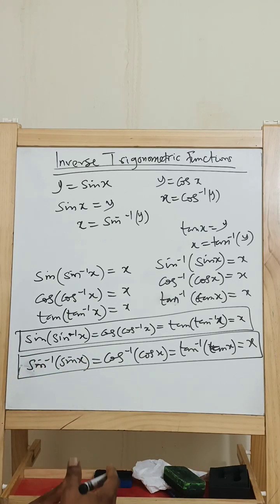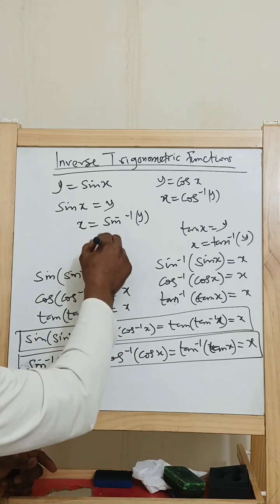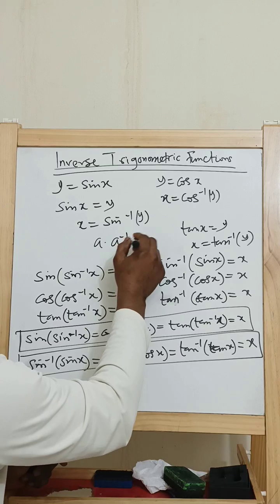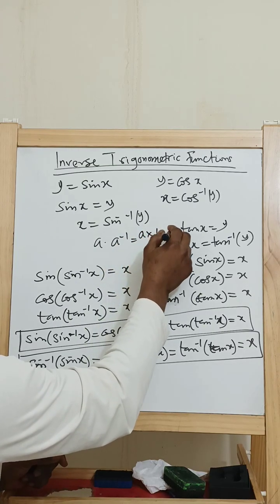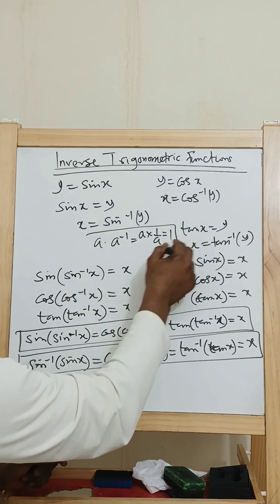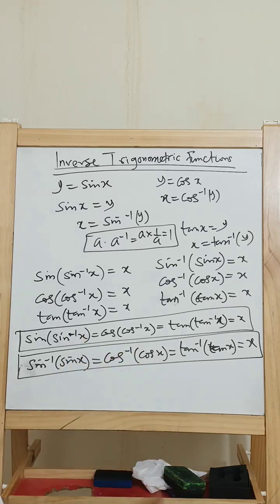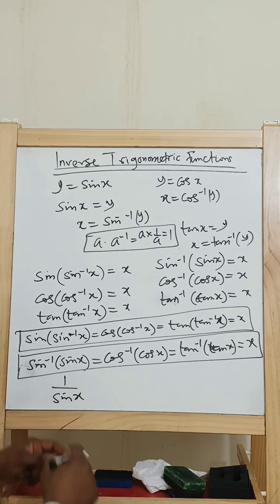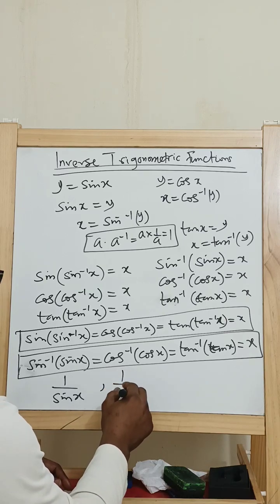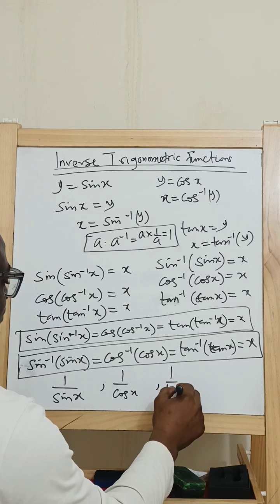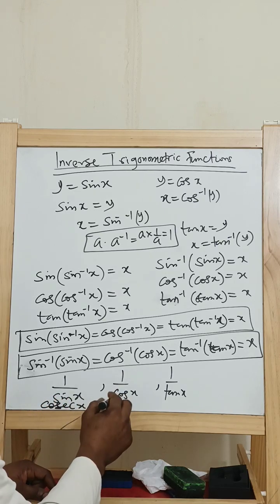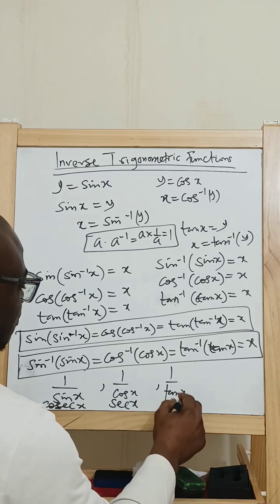A number and its inverse, just like when you say a times a raised to the power minus 1, is the same thing as a times 1 over a, and that will be equal to 1. We are applying the same principle here. But this should not be confused with 1 over sine x, 1 over cos x, and 1 over tan x. This one is called cosec x, this one is sec x, and this one is cot x.